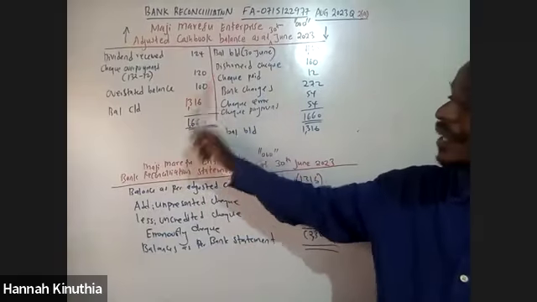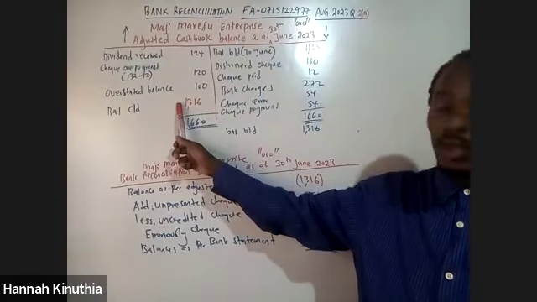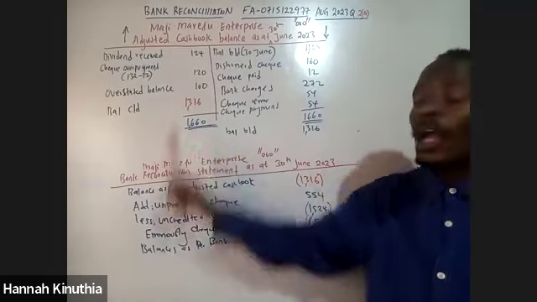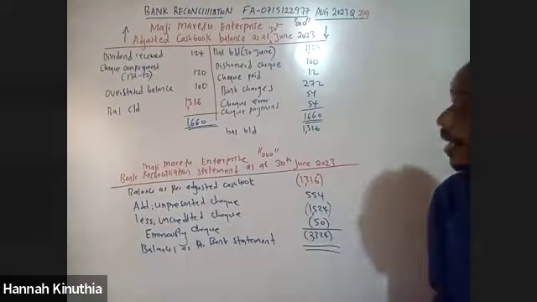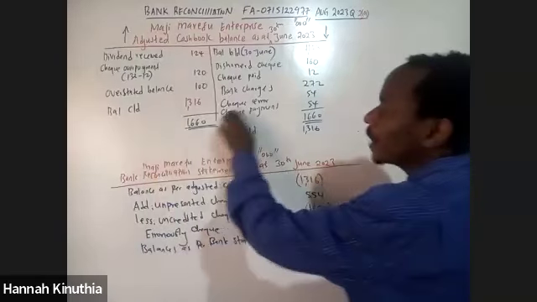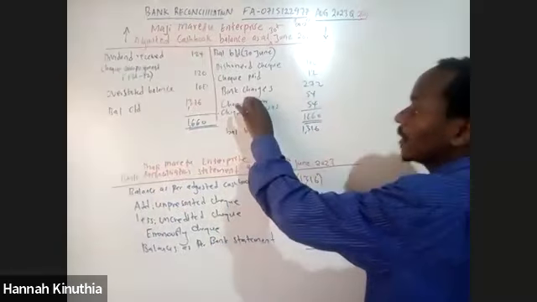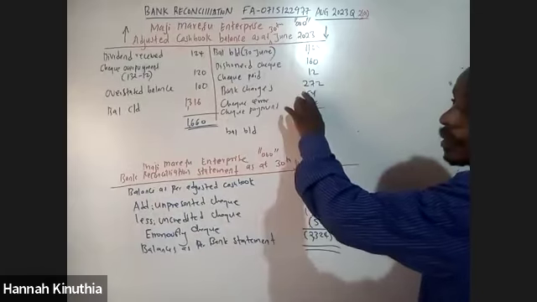Kwa sababu the balance at the end iko on the credit side. Nikumaanisha the balance is a negative figure. Lakini kama hii balance ingekuwa on the debit side, huku ingemaanisha the balance is a positive figure.